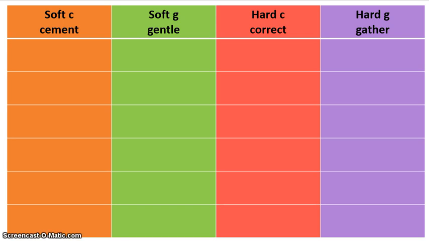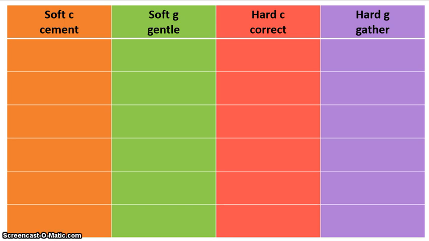So let's take a look at the chart. We've only got 4 columns. There's not an oddball chart column, so that's a good thing. So we have 4 columns, and it's going to be soft C, soft G, hard C, hard G. Okay, these are your beginning sounds. We're not talking about any other sounds in the word. We're only talking about beginning sounds.